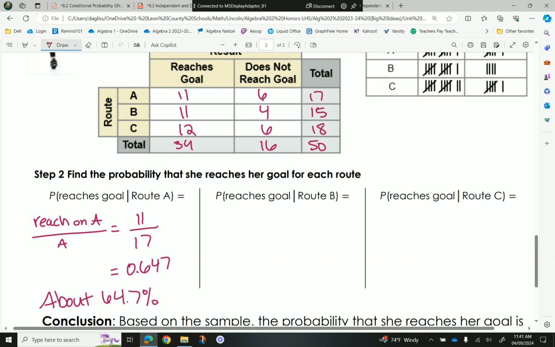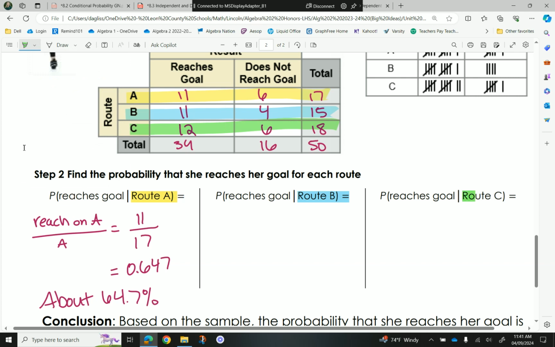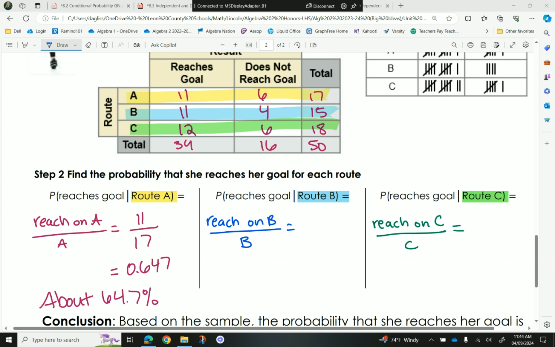Does that make sense? Okay, you do route B and route C. All right, what did we get for route B? Okay, how did you set it up? It's 15 totals and 11 was the goal reach. There you go. So about 0.733, which is about 73.3% of the time that she went on route B, she reached her goal.